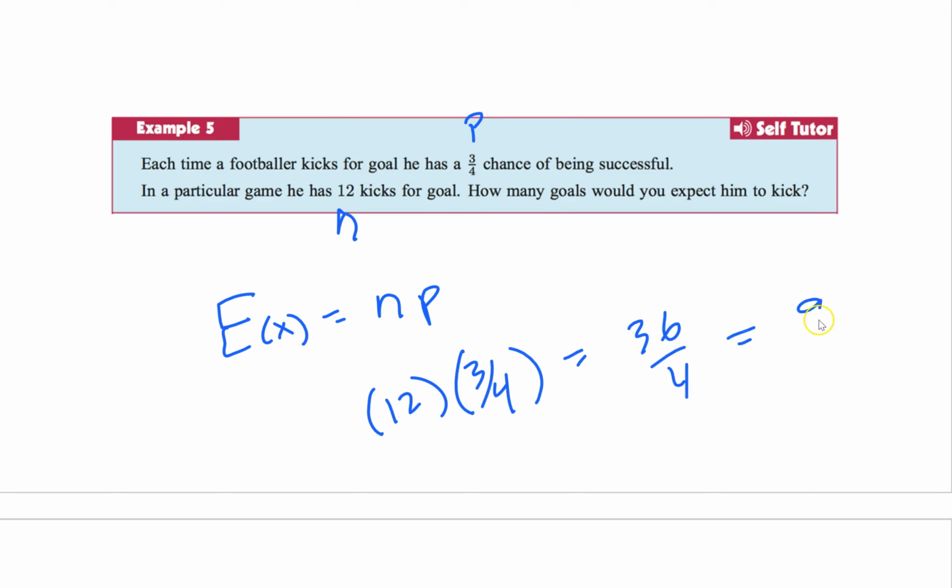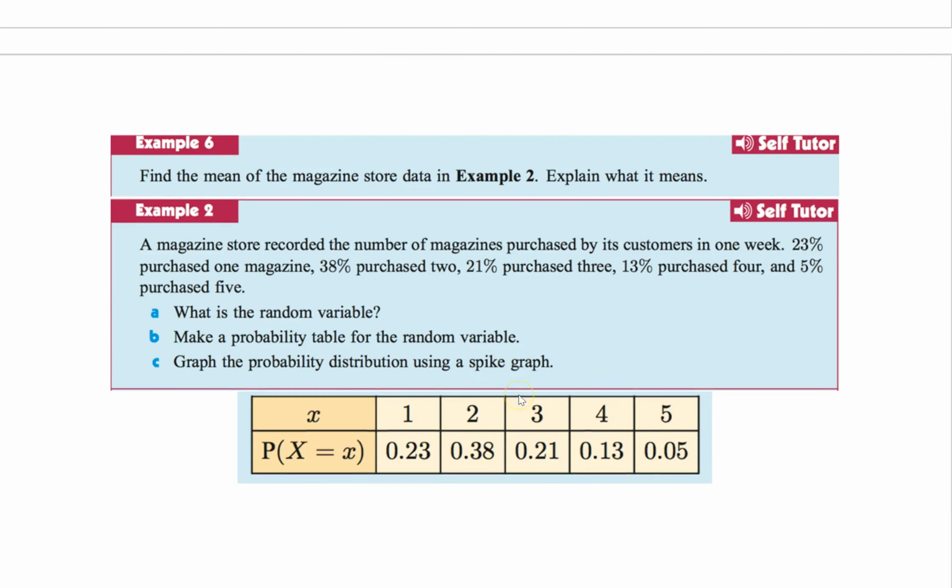You expect him to make 9 goals if you have 12 shots on goal, based on the average of the previous thing. So that's a very basic expected value. Multiply the probability times the number of times it happens. There you go. Now let's do one with the table.